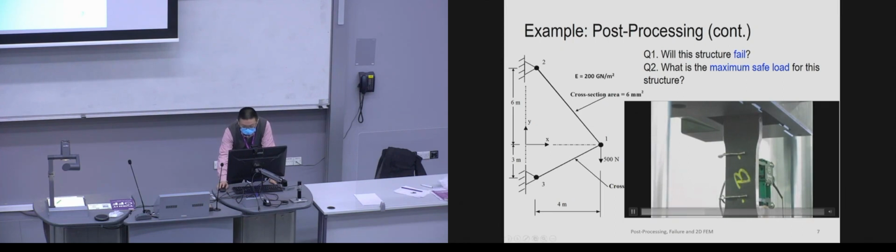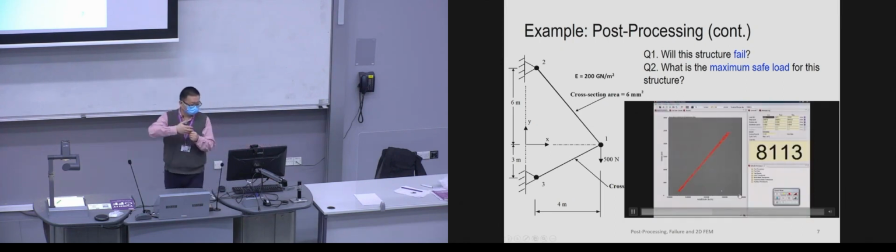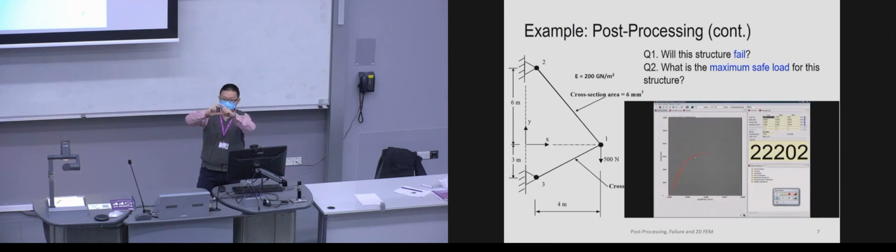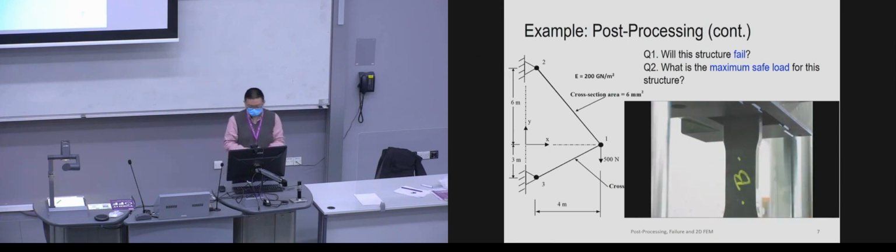So this is the specimen you place there, and you attach some distance meters there. This distance meter is trying to catch the length variation between these two fixtures which you attached on the specimen.